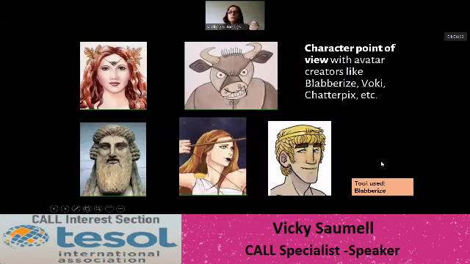Okay, 2 more tasks. Creating character points of view using avatar creators. In this case, this is Blabberize, but you can use mobile apps like Chatterpix, for example. I'm going to show you only one because we don't have much time, but so you can see what the students did. The students had read the myth of the Minotaur, and so I pre-selected images for each of the characters. So what they did is choose the character, upload it to the app they were going to use, draw the mouth, and make them speak. Okay, let's have a look at one.